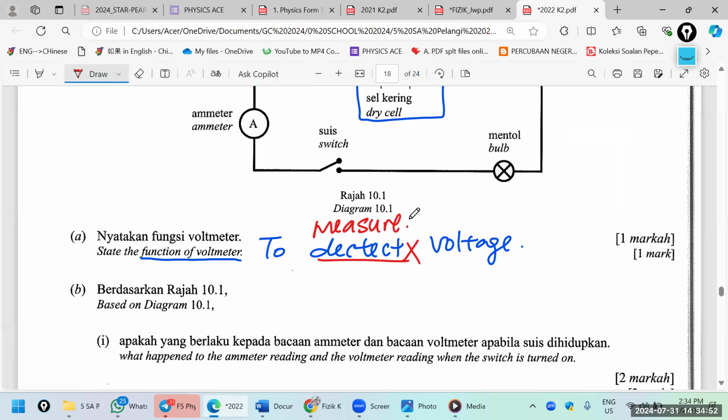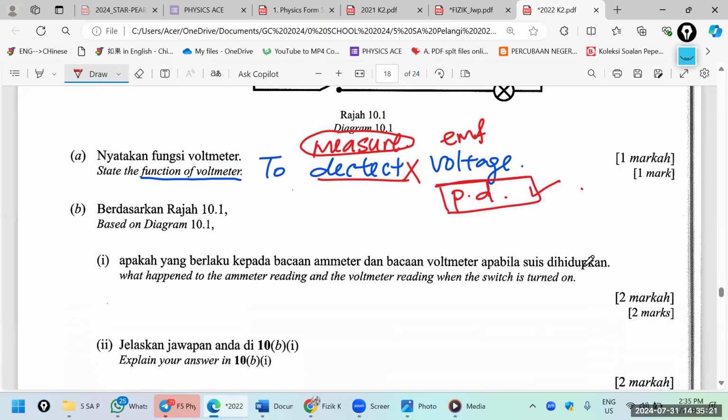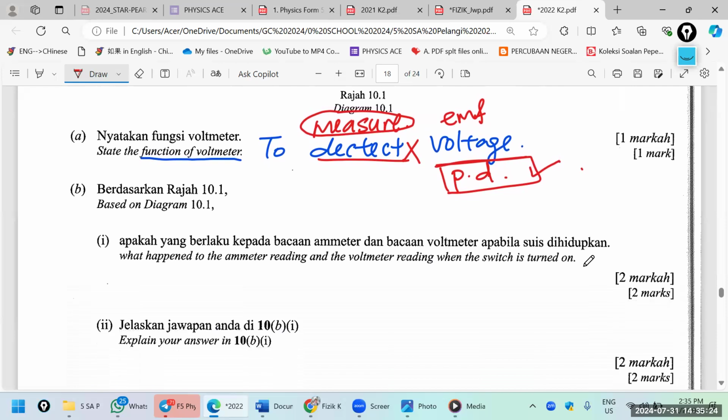Measure. Every meter, ruler, galvanometer, voltmeter, ammeter, barometer, manometer, whatever meter, is used to measure. If you want to say voltage in Form 5, okay. If you want to say EMF, can. If you want to say potential difference, that is the best. In the exercise I put the short form, but in the exam, please write in full.